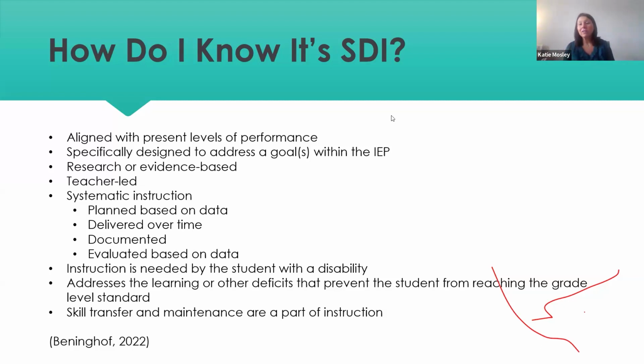We want to look for that skill to transfer and maintenance. We want it to generalize to another setting. We don't want it to be something that a student is only using in one classroom. We want it in all classrooms, and eventually, like Alana had mentioned in her comment, generalizing it out into the world to where it's actually something that has benefited them as they age.